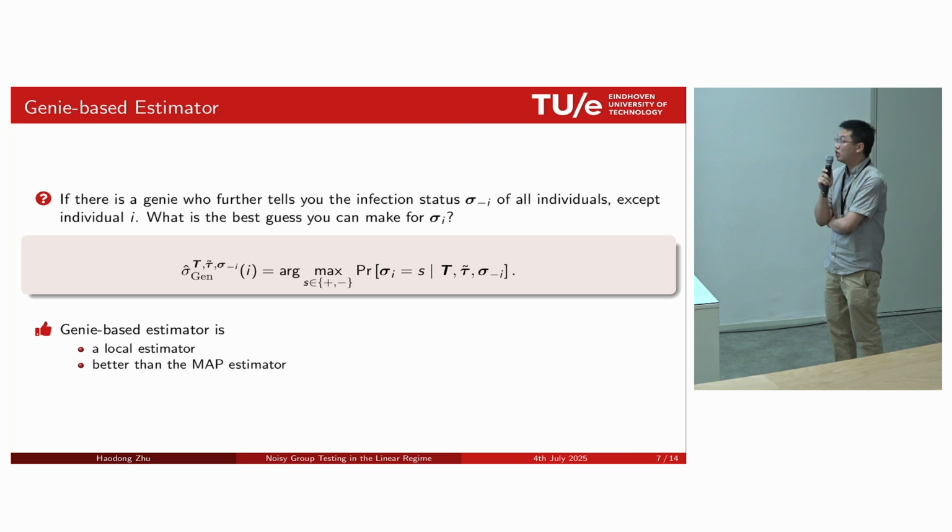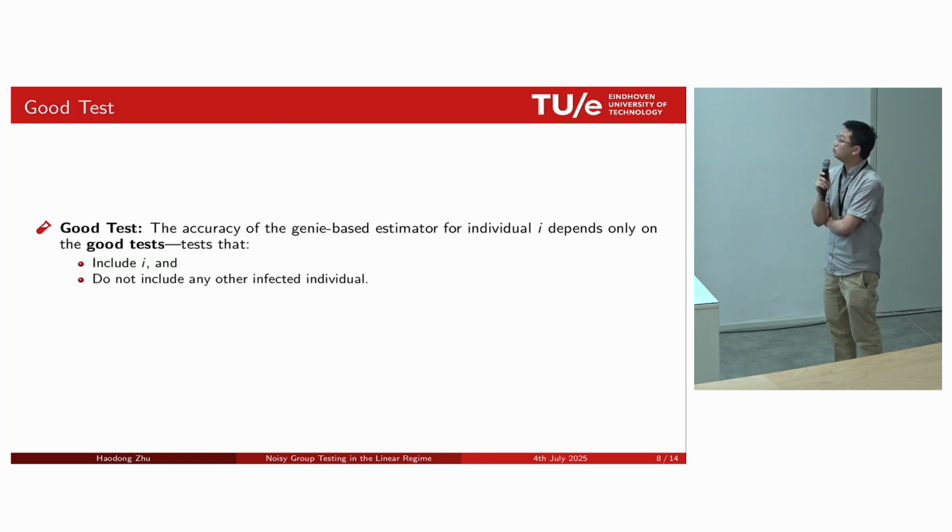There are two advantages of this genie-based estimator. The first one is that it is a local estimator, in the sense that if we change the test results of a test which does not contain I, the genie prediction of individual I will not change. The other is that this genie-based estimator is better than the MAP estimator, in the sense that if the genie-based estimator cannot achieve exact recovery, the MAP estimator cannot either.